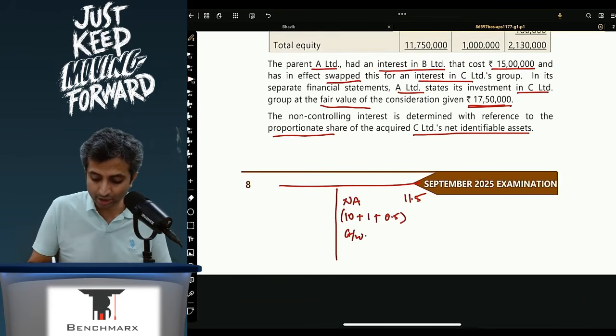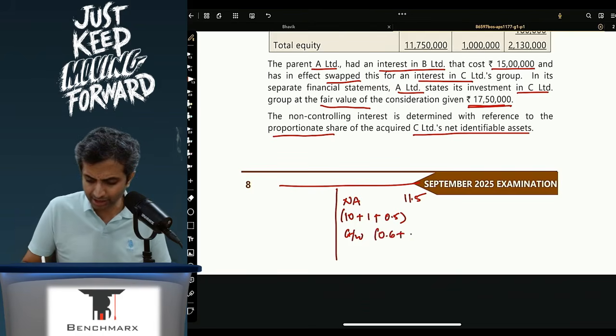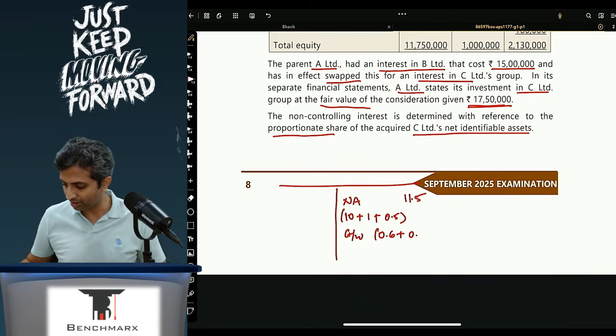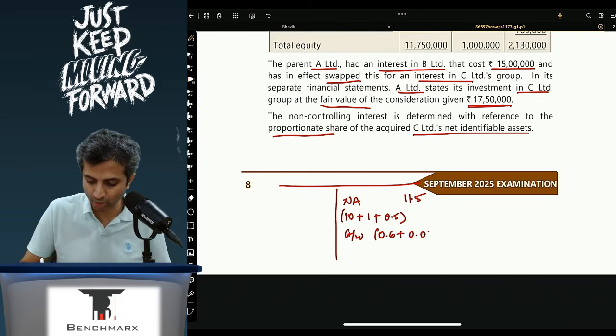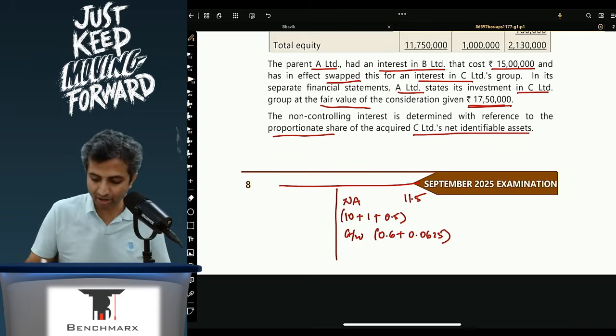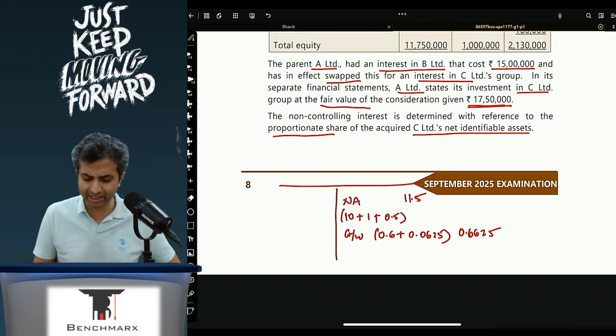Now goodwill earlier was appearing at 6 lakhs, that is 0.6 million, plus another 62,500. What will we call this in million? 62,500 divided by 10 lakhs, sorry for this, 0.0625. Hence this is 6,62,500, so this is 0.6625. This will be your goodwill. That's about it. All the intercompany investments will be eliminated.